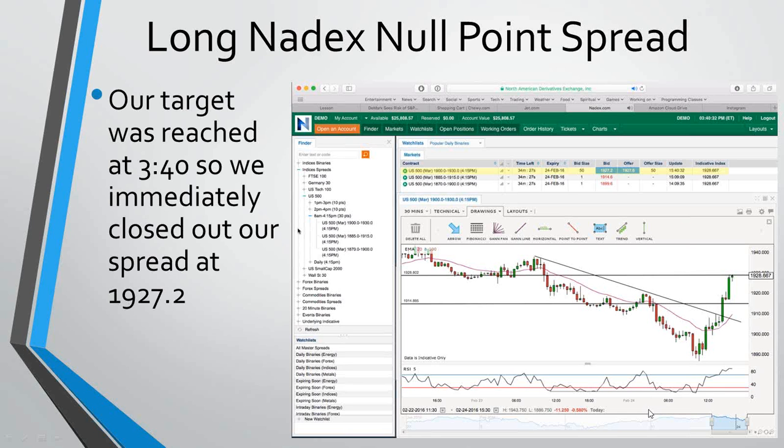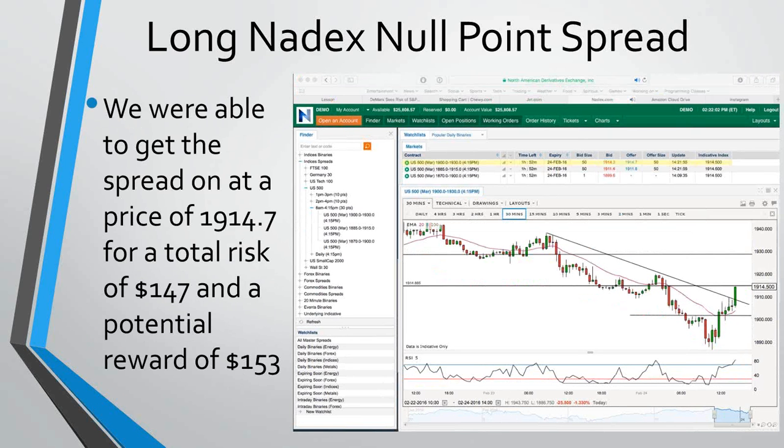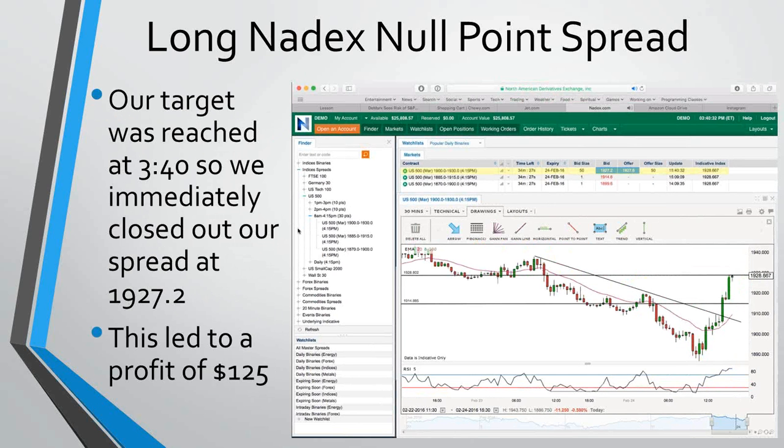Our target was reached at 340, so we immediately closed out our spread at 1927.2, and this led to a profit of 125. Remember, the max profit was going to be, if we go back, 153. Right? But because our target was reached, we took our $125. All right? That's what we do when it reaches our target.